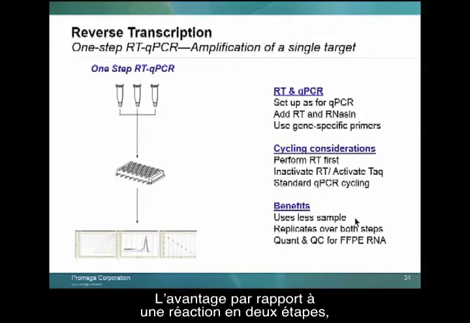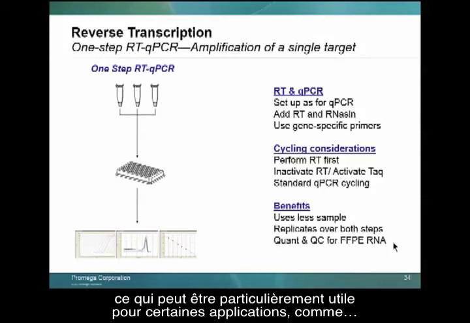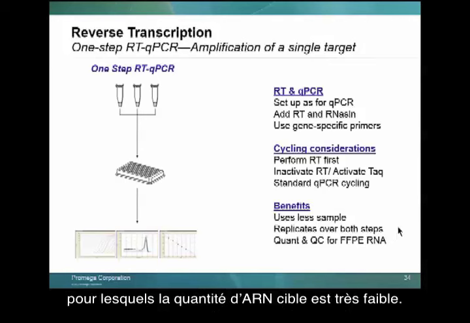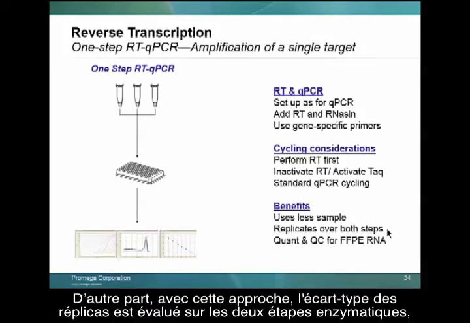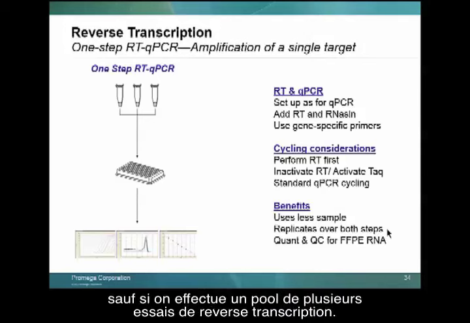The benefit over two-step reaction is that it uses far less sample, so it's particularly useful for things like quant and QC of FFPE RNA, where you have very little target. But it also gives you an idea of standard deviation of your replicates over both enzymatic steps. So this is something that you can't do with two-step unless you're actually performing replicate reverse transcription pools.